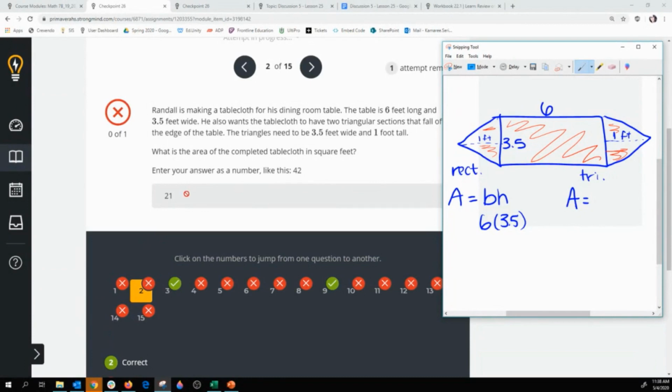One half. Perfect. That's the right start. And then I do 1/2 times what? One half base times base times height. Perfect.